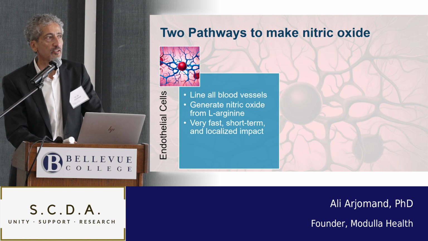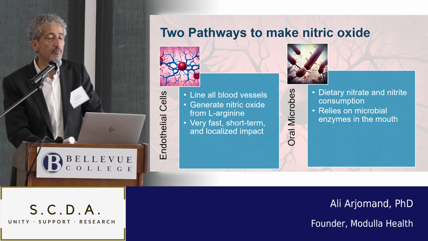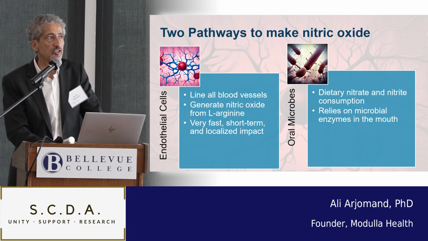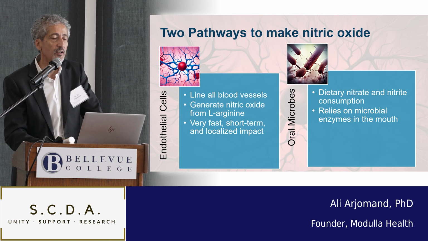The other place that nitric oxide is made is in the mouth. And the way that works is it doesn't start with an amino acid. It starts with dietary nitrate, I should say, that we eat in our foods. So fruits and vegetables, I'll explain that in a second. We consume fruits and vegetables that contain nitrate naturally, and then our oral microbes see the nitrate and convert it to nitrite. That conversion can only happen by these oral microbes. We can't really do that as humans. And then that nitrite feeds the pathway to generate nitric oxide.